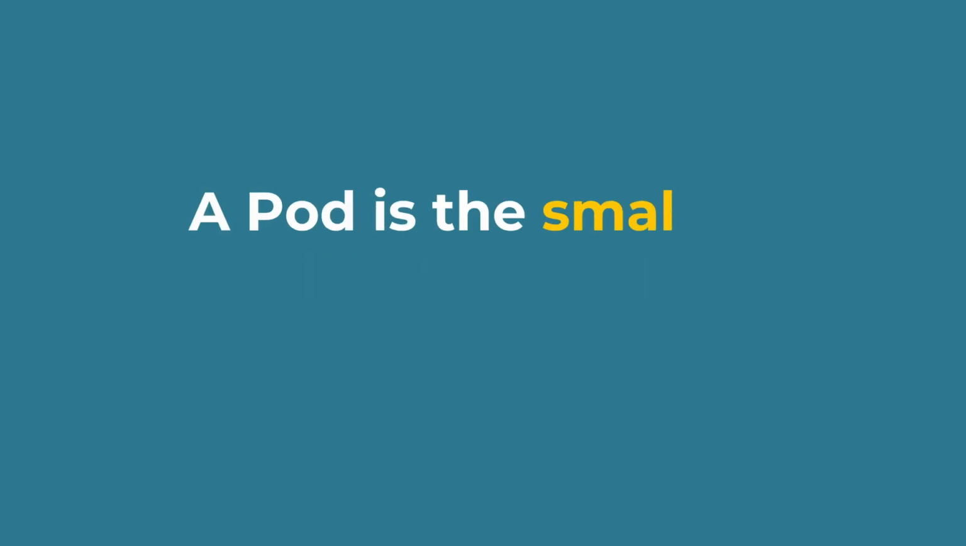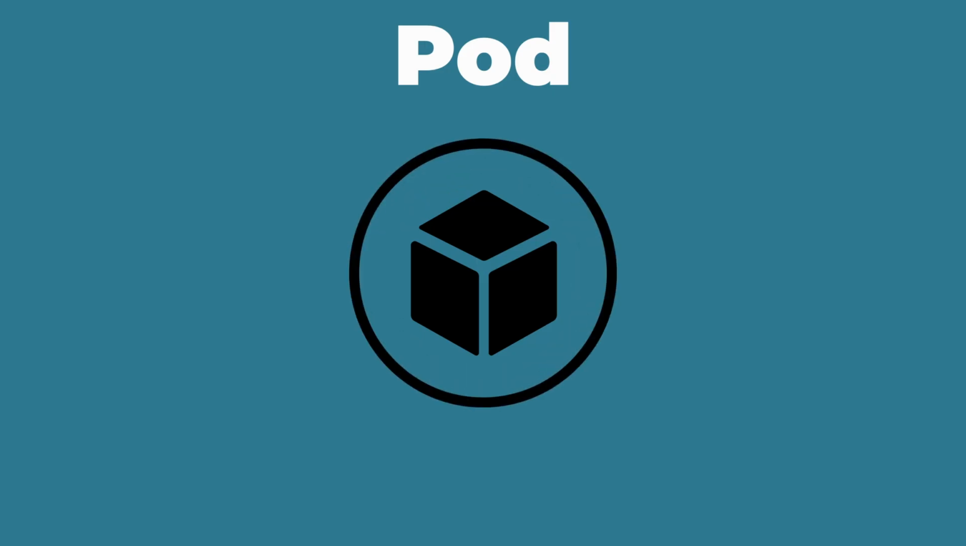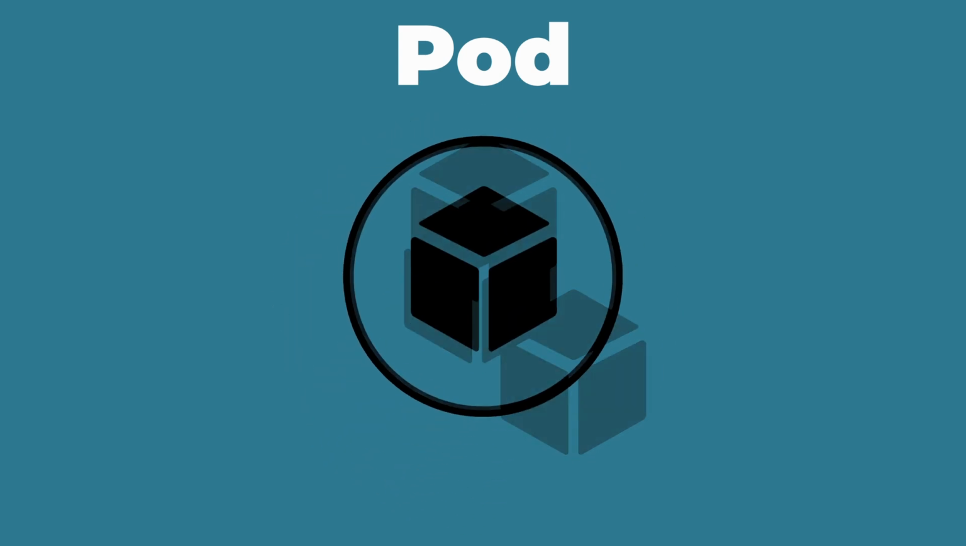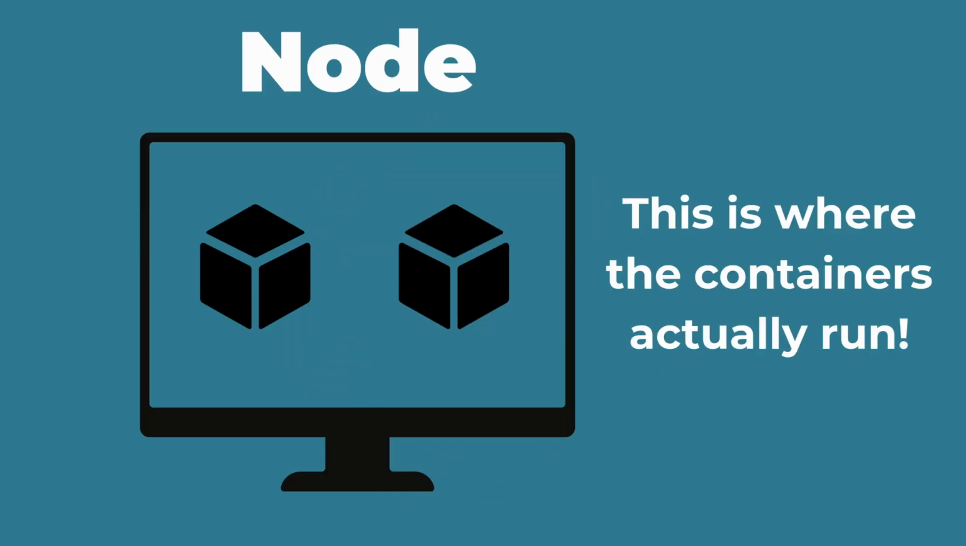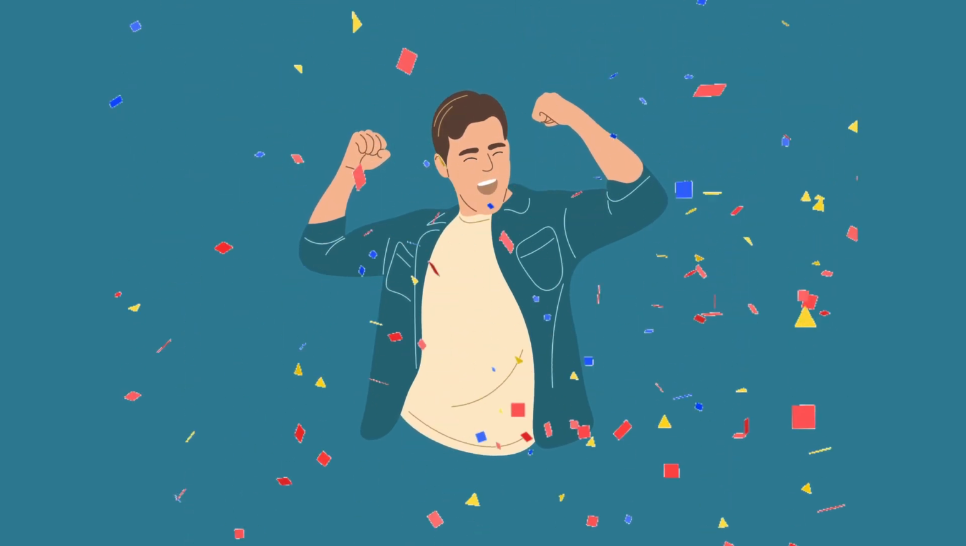Next, what is a pod? A pod is the smallest deployable unit in Kubernetes. Think of it as a wrapper around a container. A pod can have one or more containers inside it, but generally there is only one container per pod. Now when I said node is where containers run, I actually meant node is where pods run. Now with this we have understood the basic terminologies.